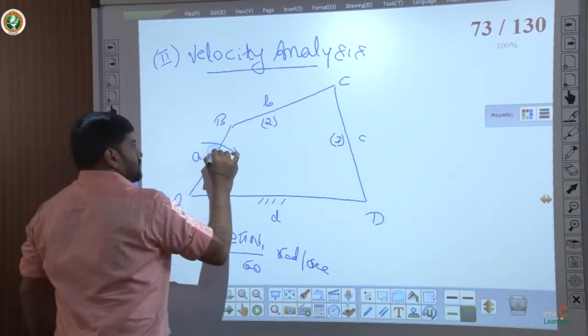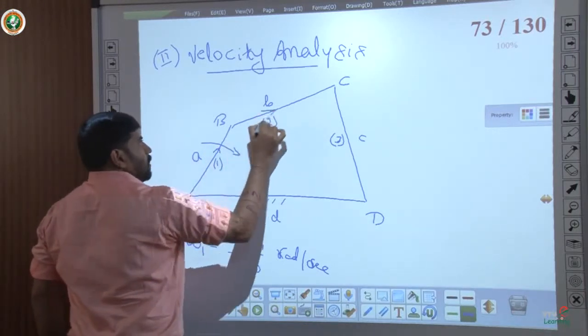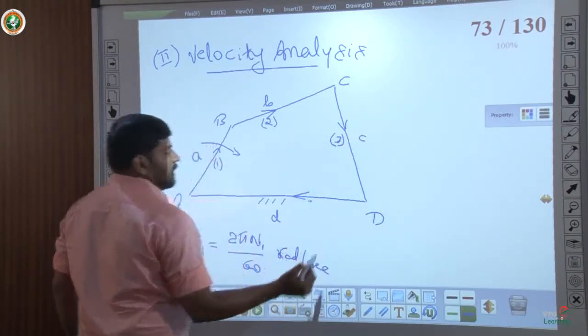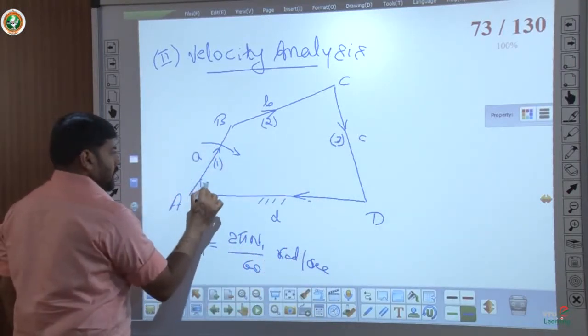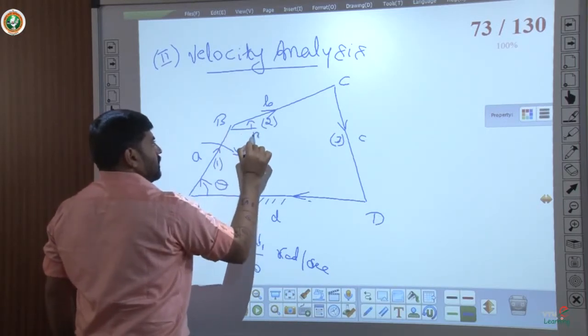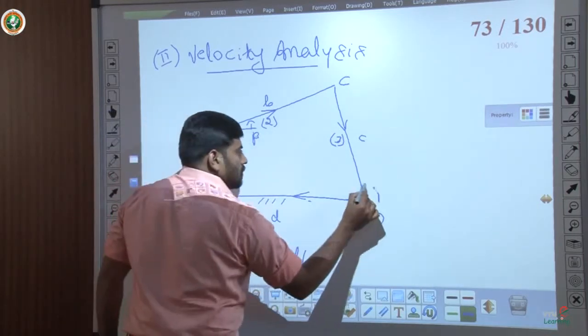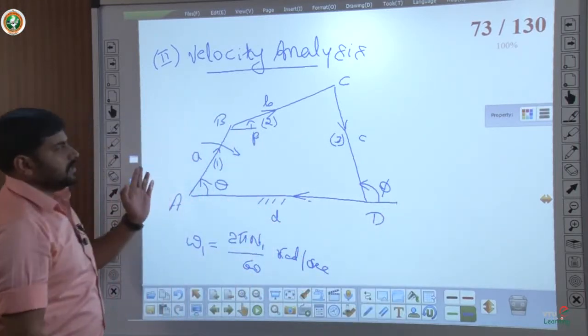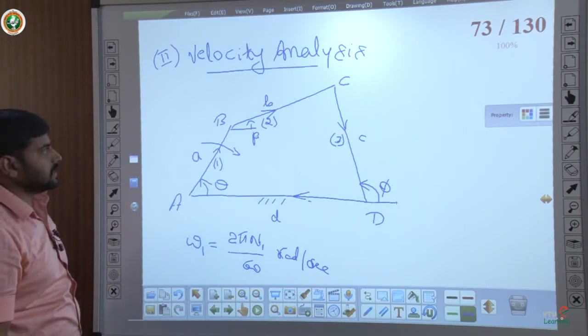Vector directions are very, very important for taking positive and negative signs. So let us have the directions properly, and angles theta, beta and phi. Nothing big here, I just recalled the diagram that I drew in the previous lecture.